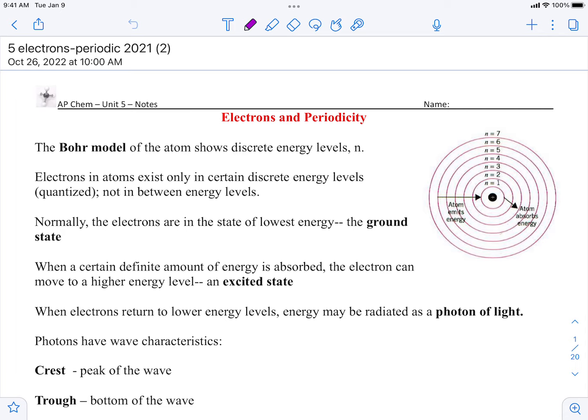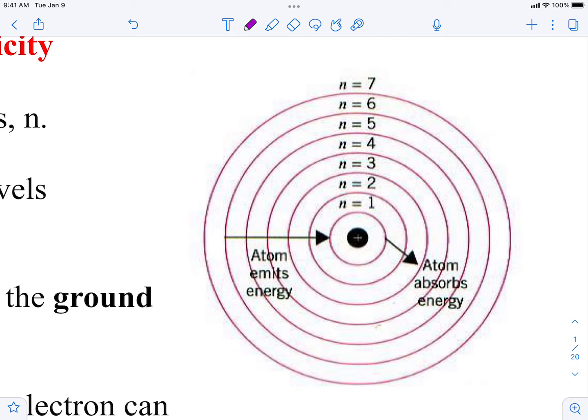Okay, this unit is all about electrons in the periodic table. So let's start off with a diagram that we call the Bohr model. The Bohr model over here shows us that the atom is broken up into different energy levels. This particular diagram shows 7 energy levels. Not all atoms have 7 energy levels, right? So this is like the most that you will ever see.